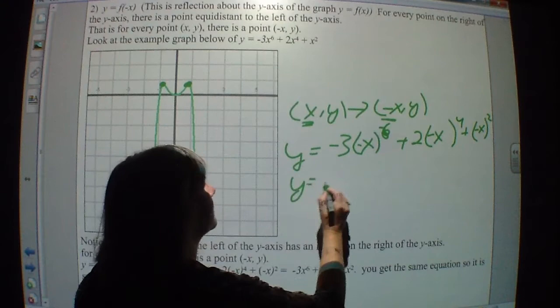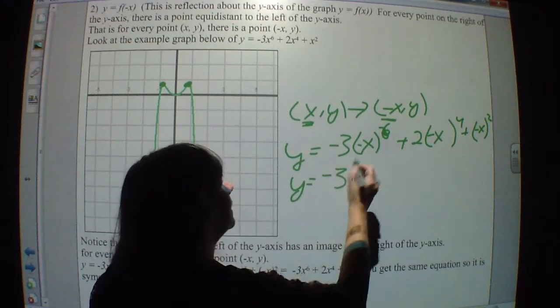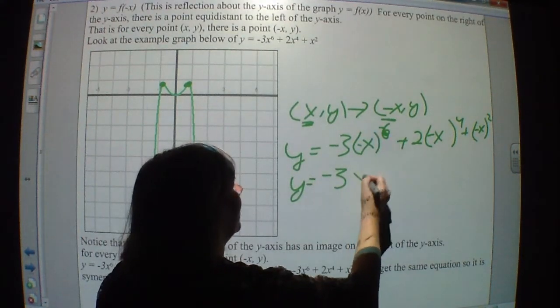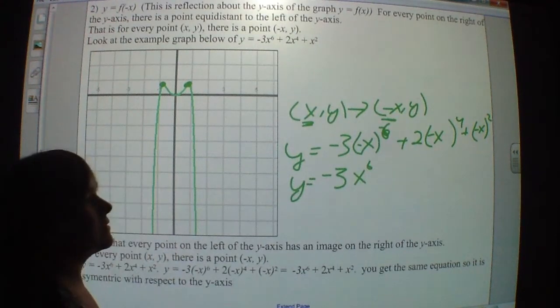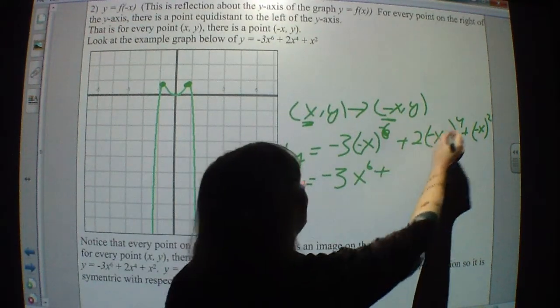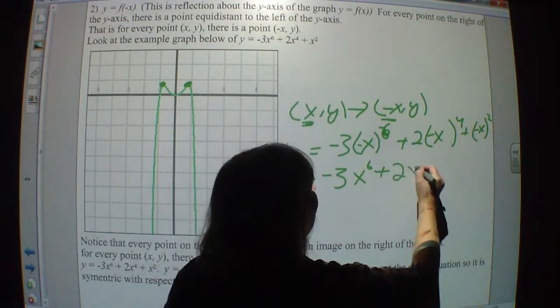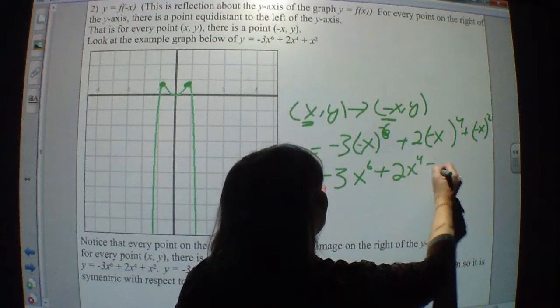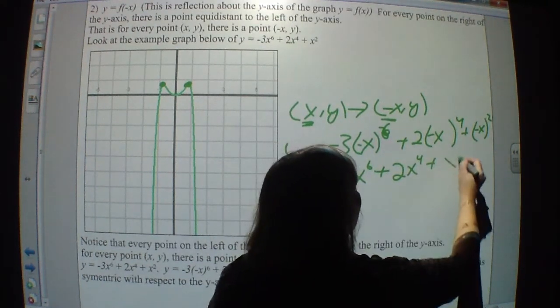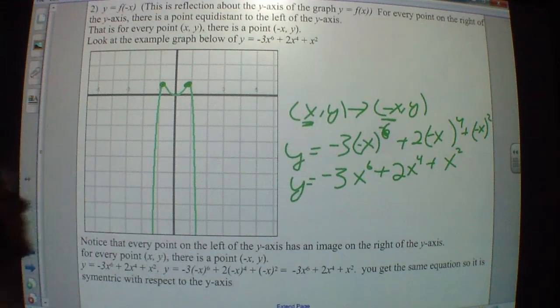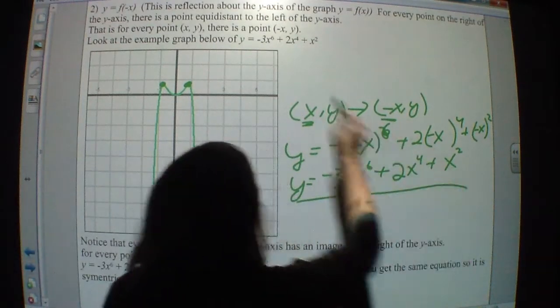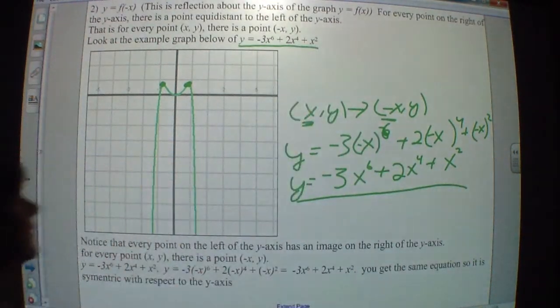So let's simplify it. So negative 3, a negative to an even power will end up to be positive. Negative to an even power ends up to be positive. Negative to an even power ends up to be positive. Now notice, I'm back to where I started from. This equation is where I started from. So that has symmetry with respect to the y-axis.